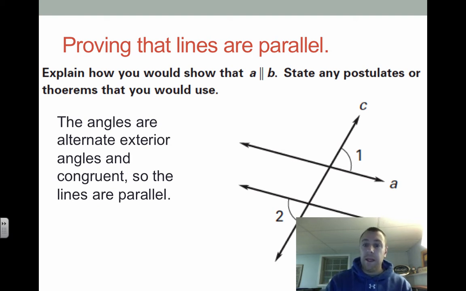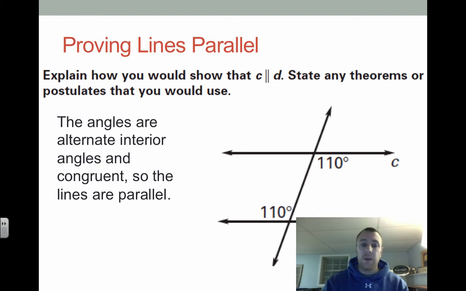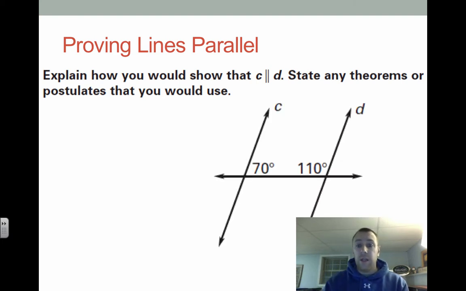And I can repeat this with alternate interior angles. These are alternate interior angles and they're congruent, they're equal, so the lines are parallel. It's all about stating what angle they are, if they're congruent, and if they are, then the lines are parallel. The only trick comes with these types of angles where they're same side interior angles. Same side interior angles have to add up to 180 degrees.